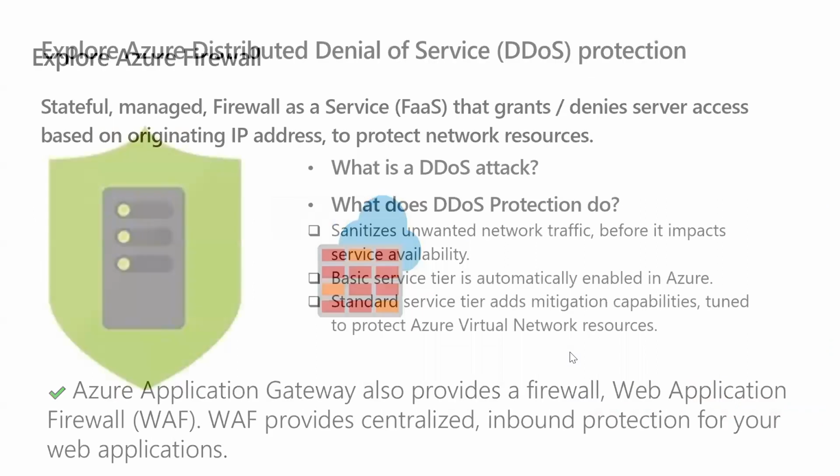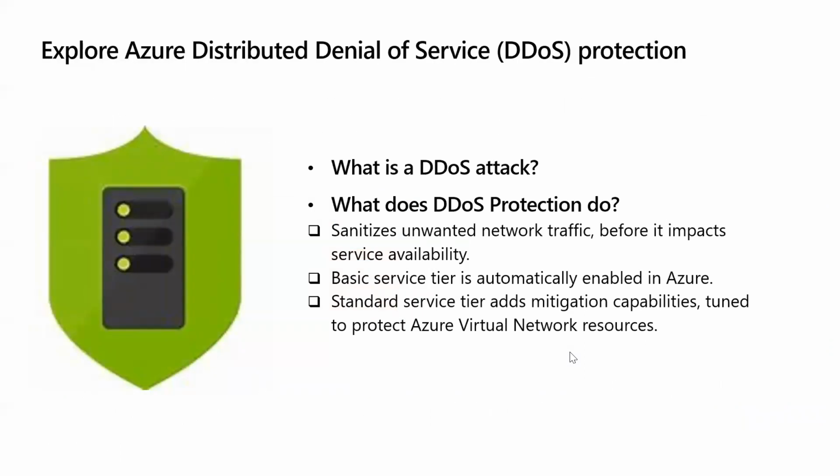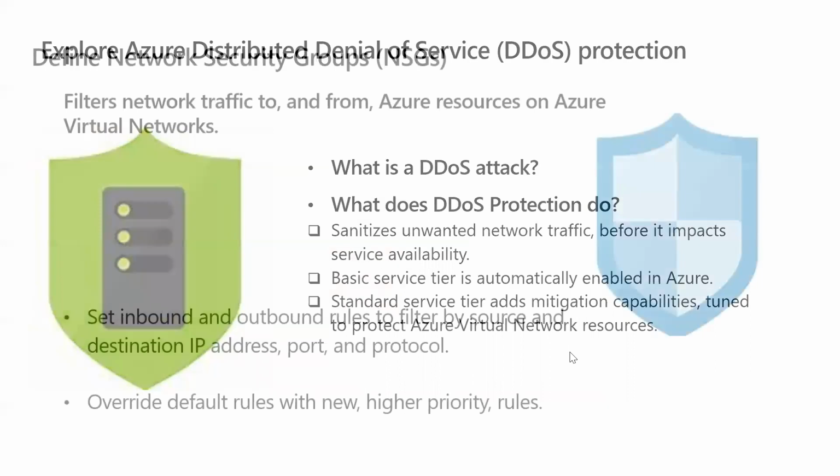Okay. And then DDoS, as I said, DDoS attacks exhaust the network resources, making apps slow or unresponsive. So the DDoS protection will sanitize the unwanted network traffic before it impacts the service availability. The example we've seen is one supermarket. They are all not actual customers. They just filled the supermarket. Okay, we want to sanitize them. Then the DDoS protection will help.